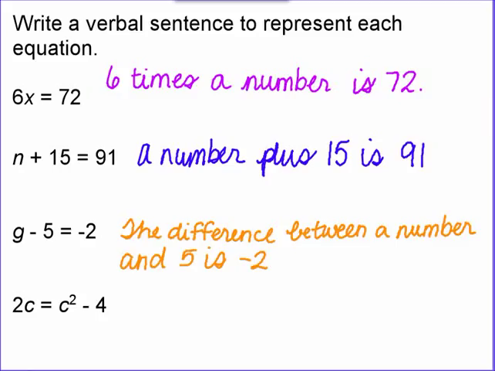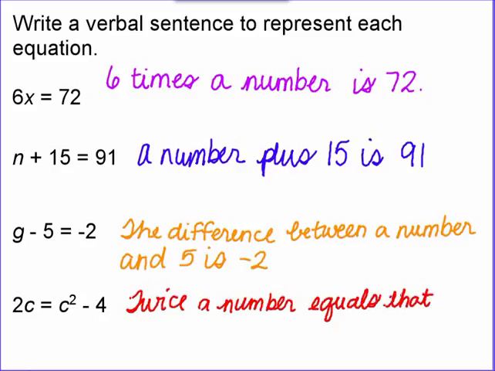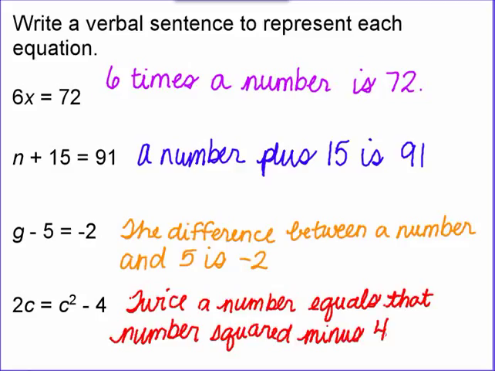And last but not least, woo, this is a good one. How about twice? Just because that kind of sounds academic. Twice a number is, or instead of is, maybe what should we put this around? Equals, yeah, that would probably sound better. Twice a number equals that number squared minus 4. Perfect. That number squared minus 4. Okay? So think you can handle that?